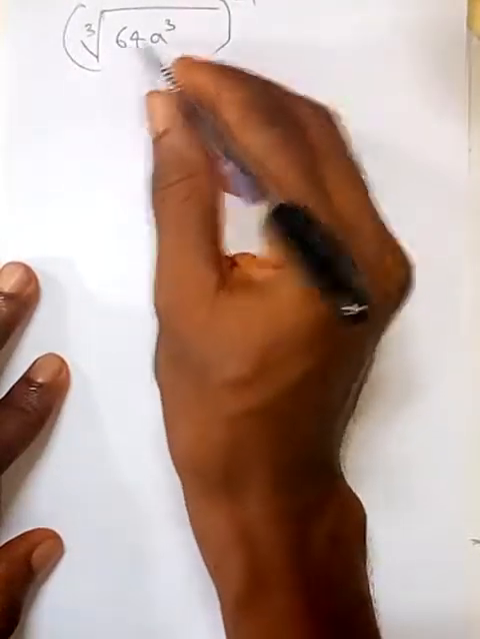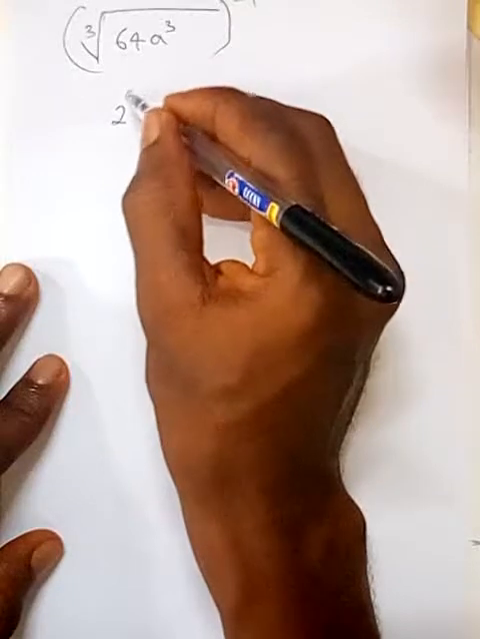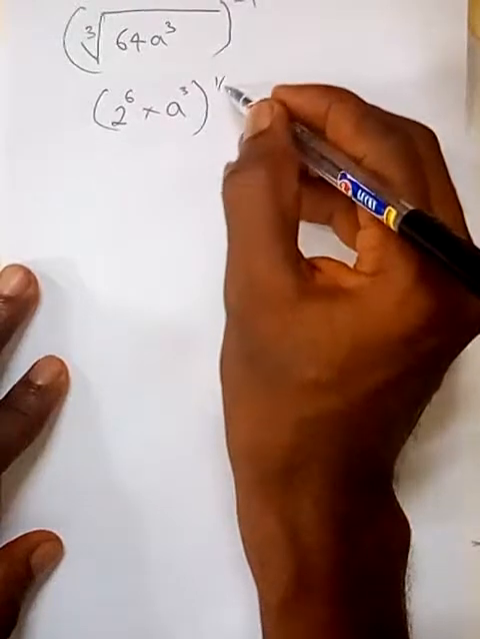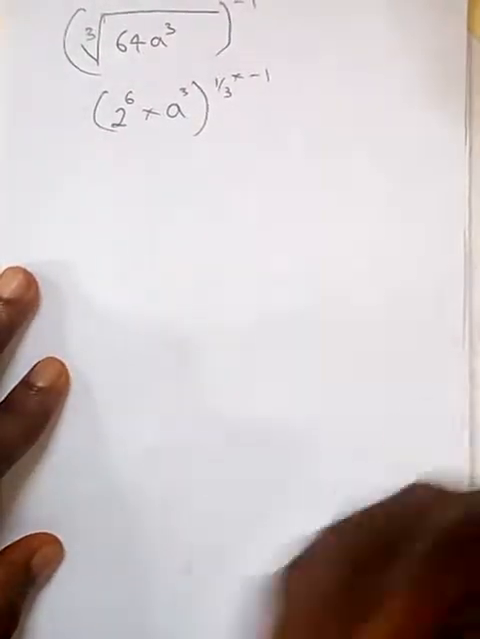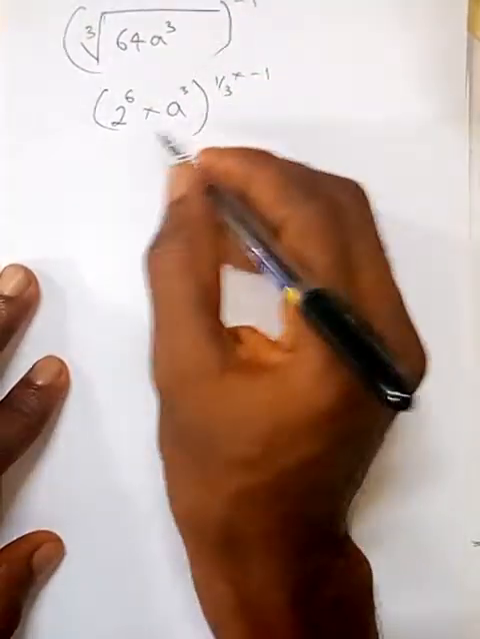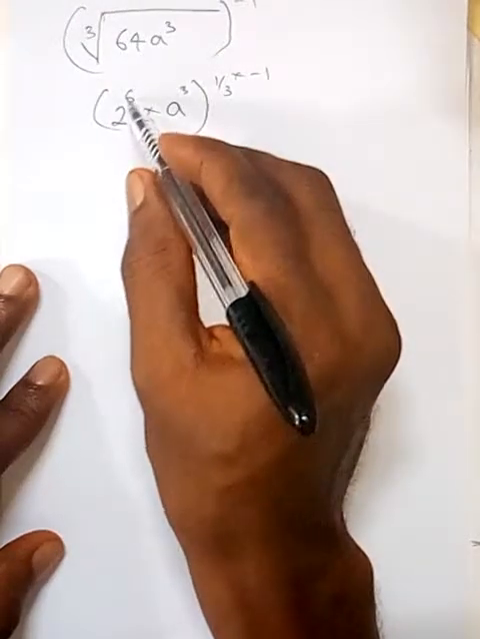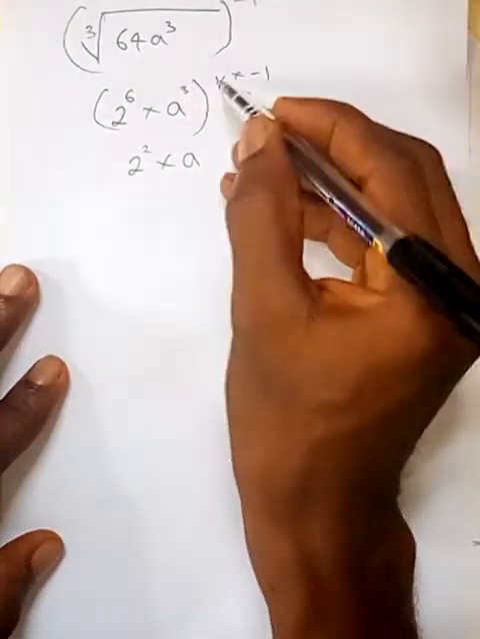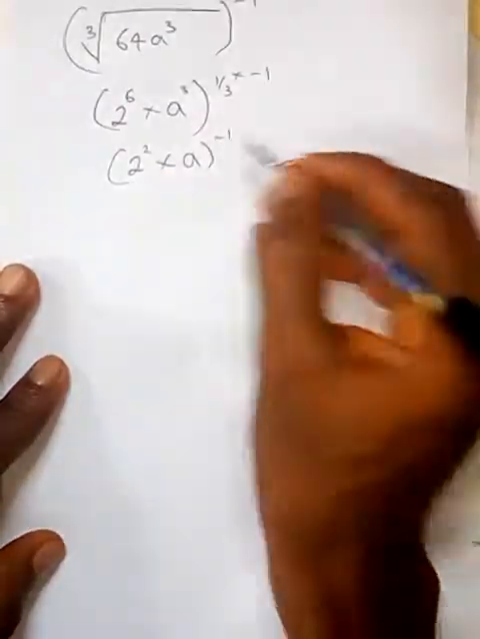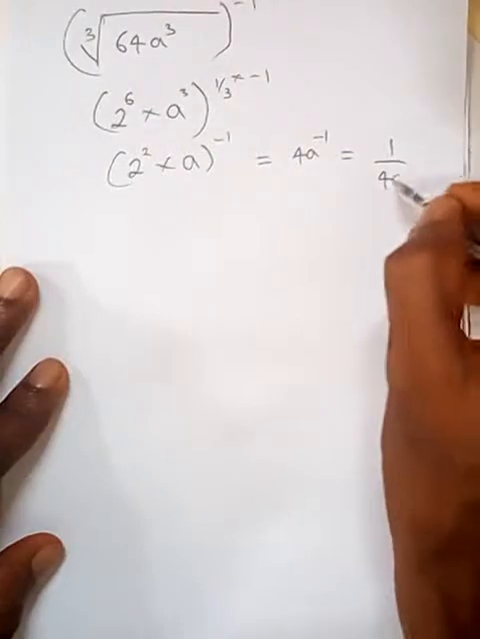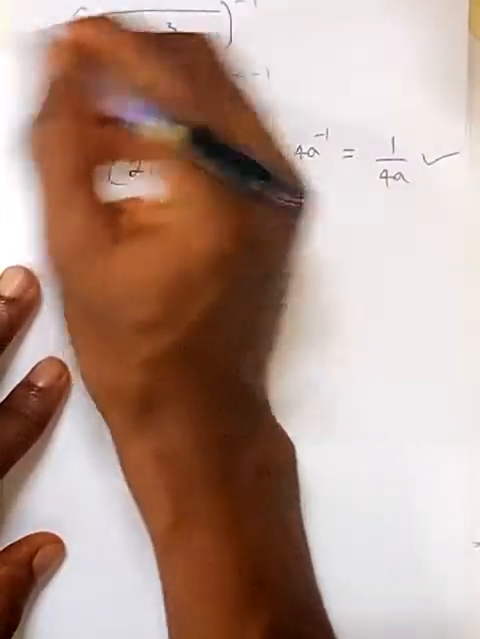So this is the same as 64 is 2 raised to power 6 times a raised to power 3, all raised to power 1 over 3 times minus 1. Of course, minus 1 is 1 over, but let's proceed. This 3 goes in here. 6 times 1 over 3 is going to give you 2 raised to power 2 times a, because this 3 cancels this, and I'm left with minus 1, which is 4a raised to power minus 1, which is 1 over 4a. I think this should be number 11.